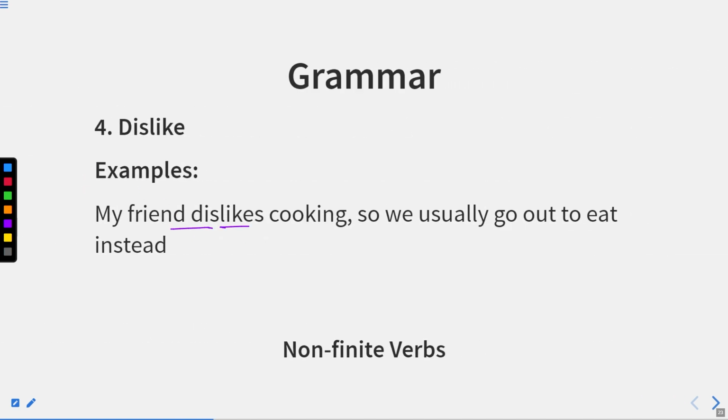Dislike. My friend dislikes. Now, dislike is a very important word. After dislike, we can only have gerunds. What does she dislike? She dislikes cooking, so we usually go out to eat instead. So cooking is a gerund and dislikes is a verb.